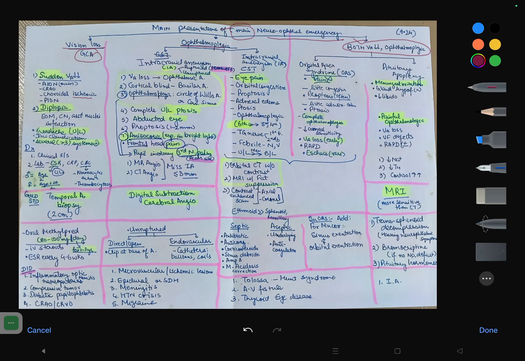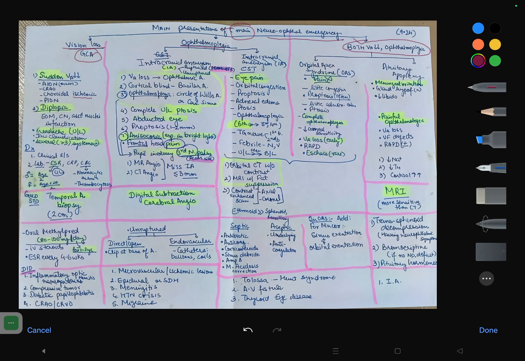How to make the diagnosis is to ask for clinical signs and symptoms. We have to do labs. We have to do ESR, CRP, and CBC. CBC might show normocytic anemia and thrombocytosis. ESR normal to ages: in males, age divided by 2 is the normal ESR, and in females, age plus 20 divided by 2 is the normal ESR value.